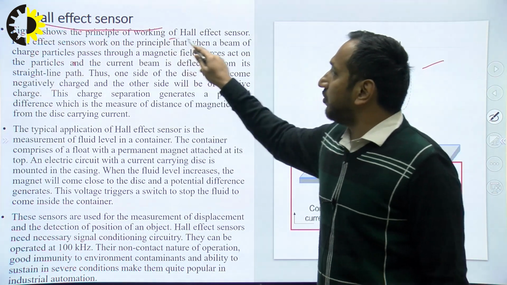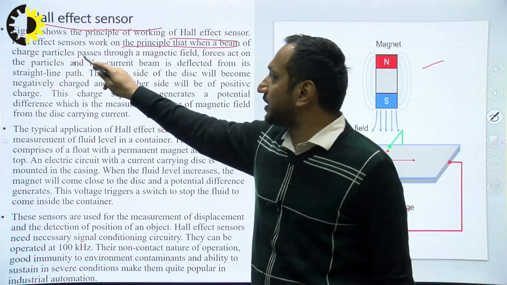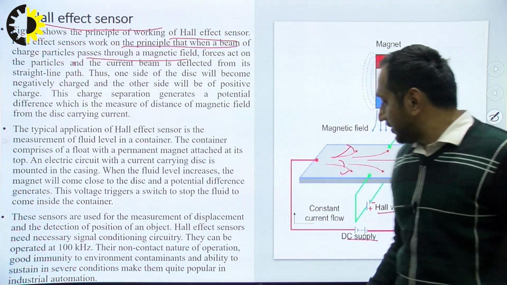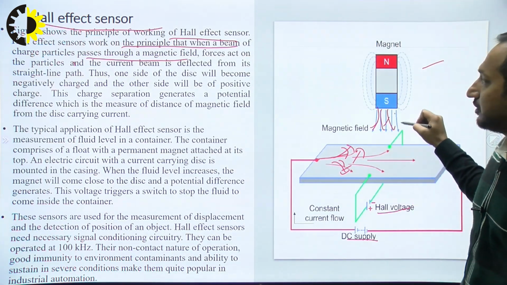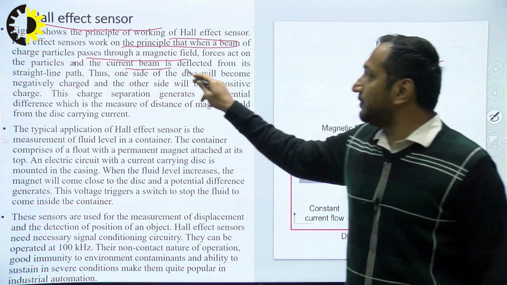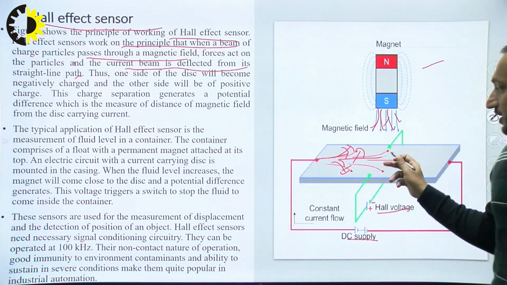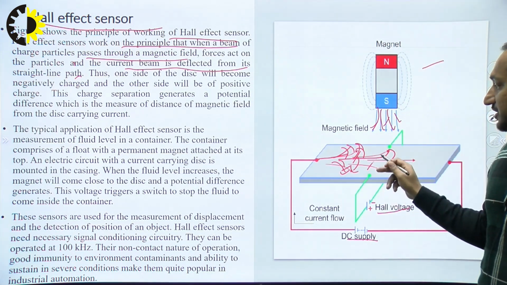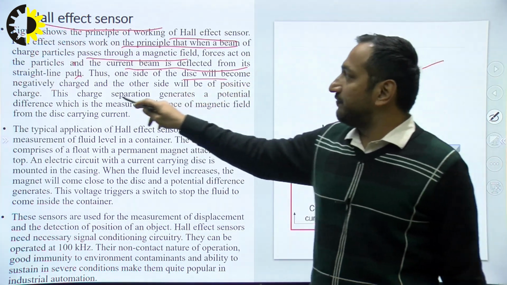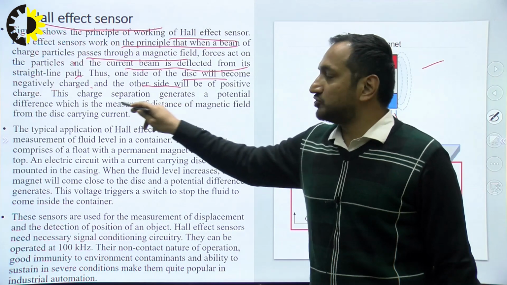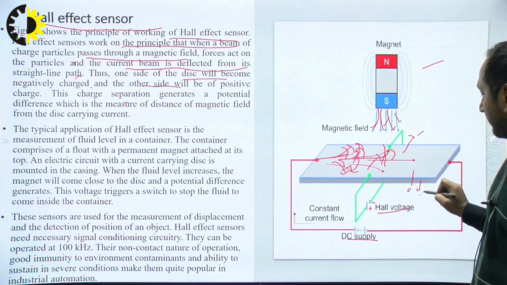So the principle of the Hall effect sensor is that when a beam of charged particles passes through a magnetic field, these are the charged particles passing through the magnetic field, and this is the magnetic field, the current beam is deflected from a straight line path. It was traveling in a straight line path, now it gets deflected and scattered like this. Thus one side will become negatively charged and the other side will become positively charged.